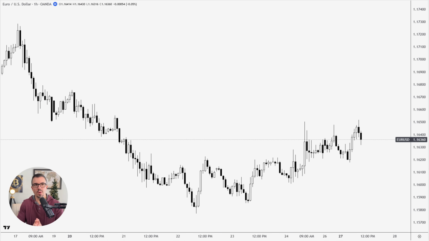So Euro USD, 1 hour time frame. Now, every entry model, a good entry model, is going to start with market structure. That's where everything starts. So for that, let's walk through this chart here on the hourly.